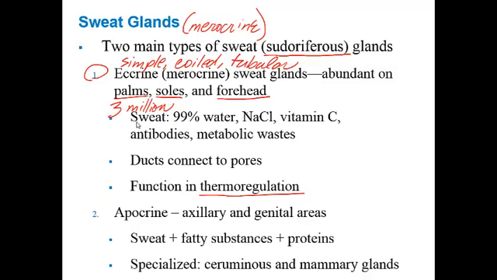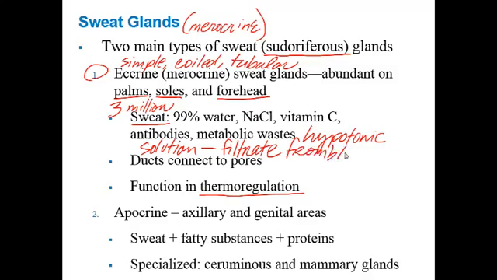The production from these glands is sweat, which is primarily hypotonic. It's actually a hypotonic solution that is a filtrate from the blood. So there is water that is going to be removed from the blood, and that would be what's containing the sodium chloride. So it's going to contain predominantly sodium chloride, but it could also have vitamin C in it, has antibodies, different metabolic wastes. And this is one thing that could actually vary based on diet.